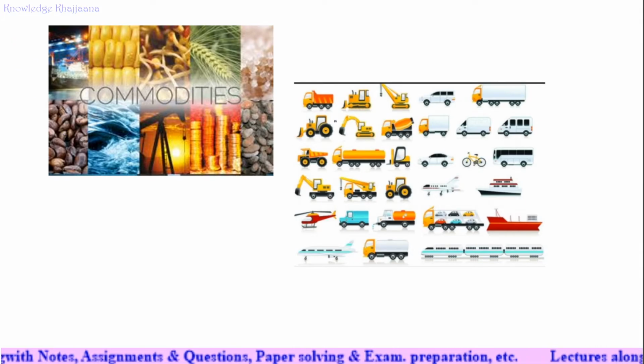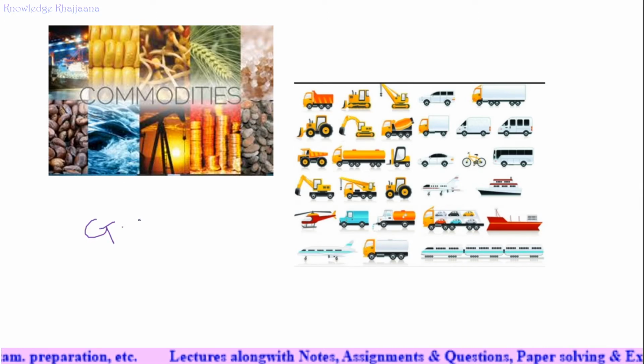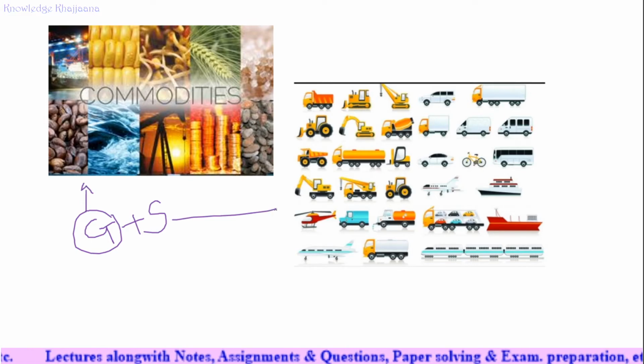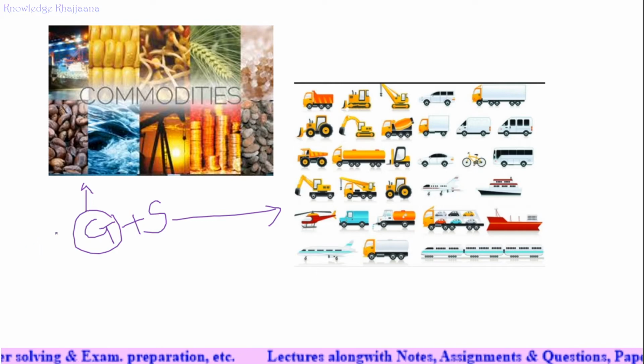Okay, these are the different things produced, what is called the output of a country: goods and services. What is meant by goods? Different commodities are called goods, and different services or machineries, equipments, etc.